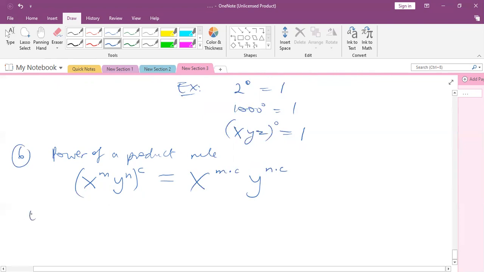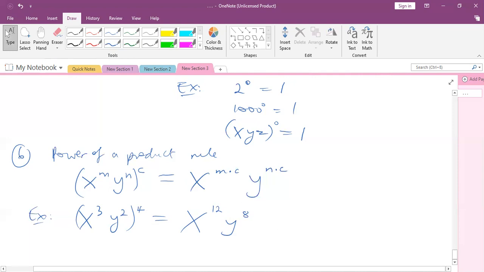For example, let's say I have x to the power 3, y to the power 2, and the whole thing is raised to the power, let's say, 4. All right, this will be x raised to the power 3 times 4, which would be 12, and then y raised to the power 2 times 4, and that would be 8, and so on. All right, that's the power of a product rule.